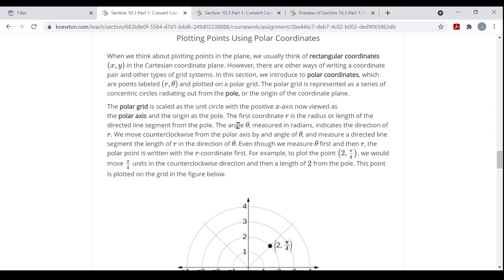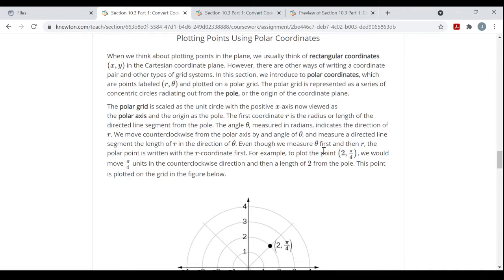The first coordinate r is the radius, or length of the directed line segment from the pole. The angle theta, measured in radians, indicates the direction of r. So we move counterclockwise from the polar axis by an angle of theta and measure a directed line segment of length r in the direction of theta.